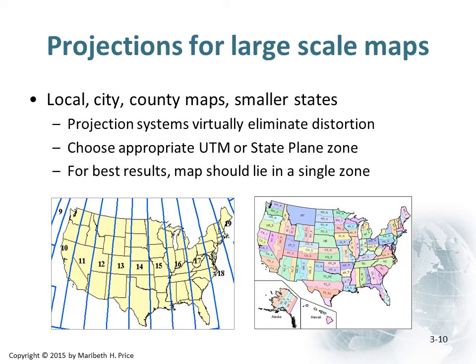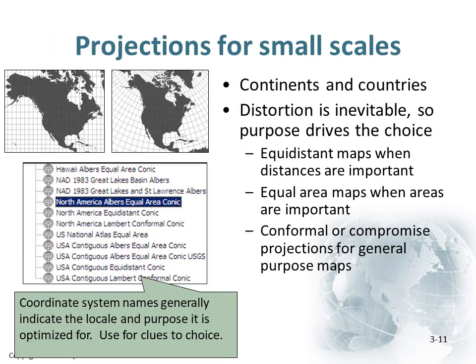Projections for large-scale maps. Remember, large scale covers a small area, so we're talking local city and county maps, maybe even small states. Projection systems virtually eliminate all the distortion at this level. So if you choose the right UTM or state plane for your location, no problems. But remember, your location should fall in a single zone, because if it doesn't, the areas outside the zone are going to experience some distortion.